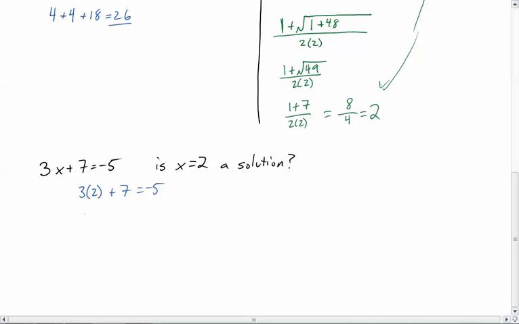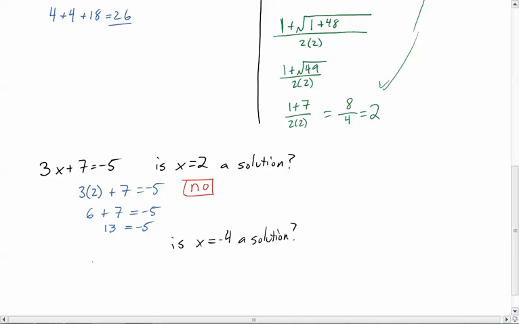And when we try that, 3 times 2 will be 6 plus 7. Now, I don't think that's negative 5. 6 plus 7 is 13. Does that make sense? No. That means x equals 2 is not a solution. All right? So now, if you want, let's try another one. How about this one? Is x equals negative 4 a solution?